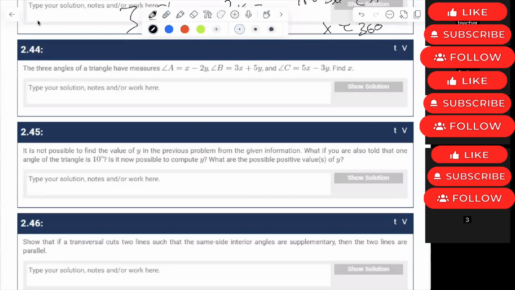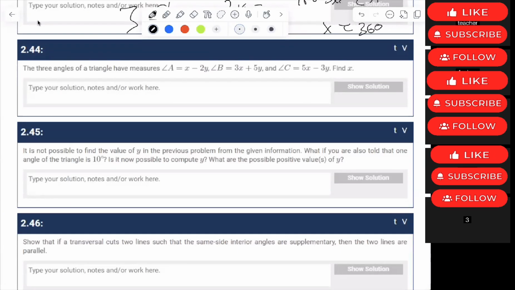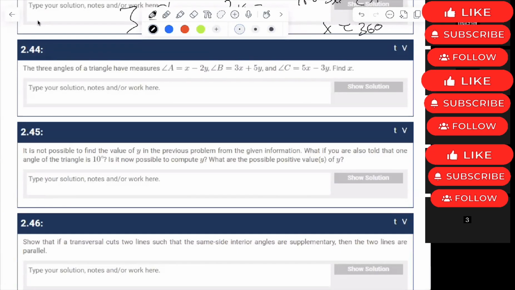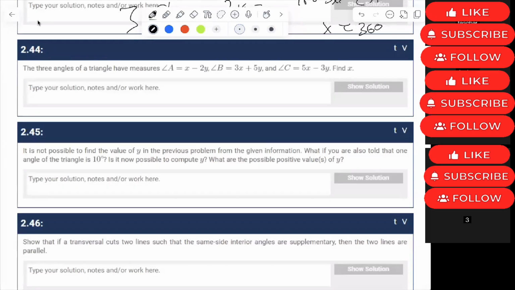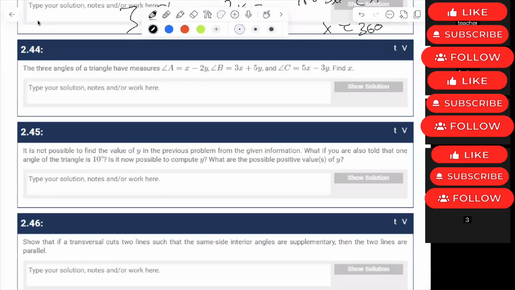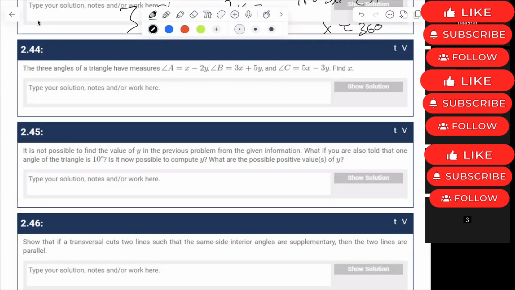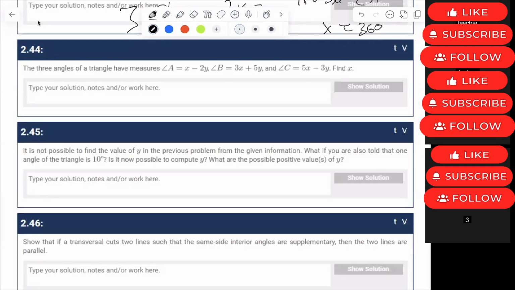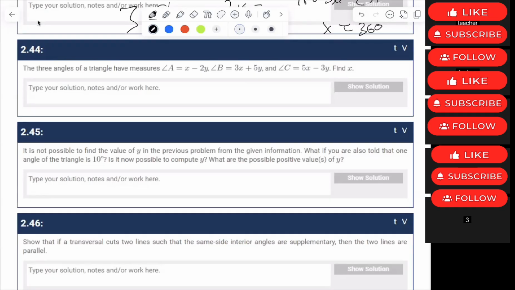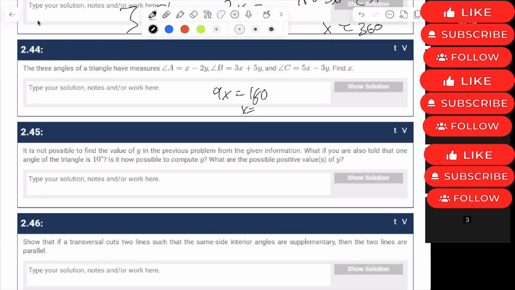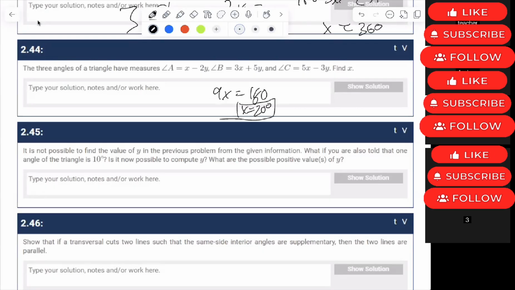Let's get started with this question now. We have three angles, measures x minus 2y, 3x plus 5y, and 5x minus 3y. Find x. Notice that this is an entire group that sums up to 180 degrees. Notice that the y's cancel out, so we can only look at the x's. It's going to be 5x plus 3x plus 1x, or 9x is equal to 180, or x is 20 degrees. And that's our final answer.